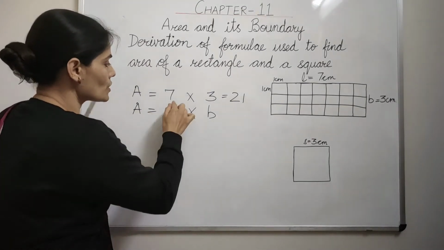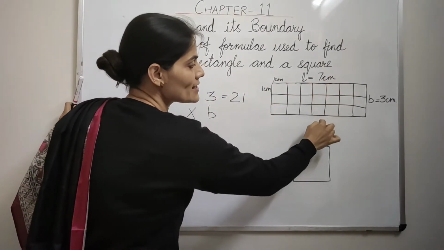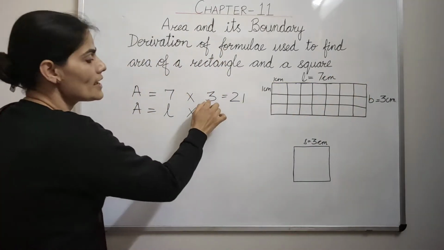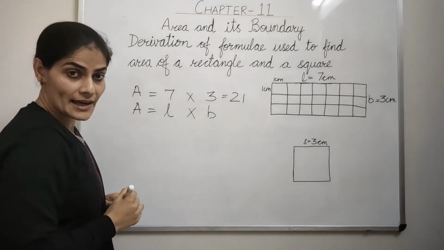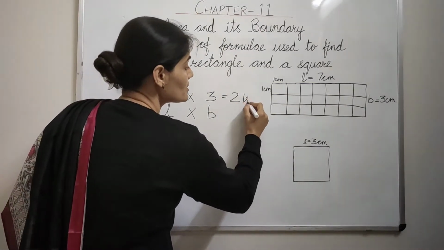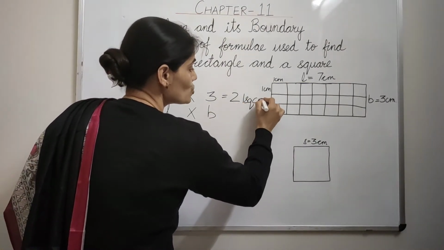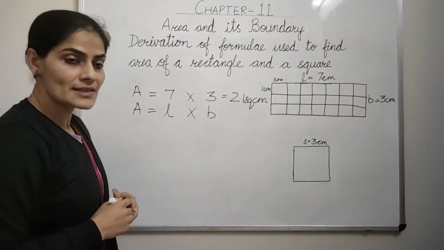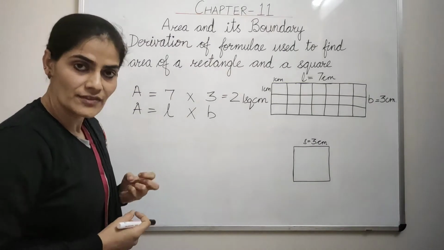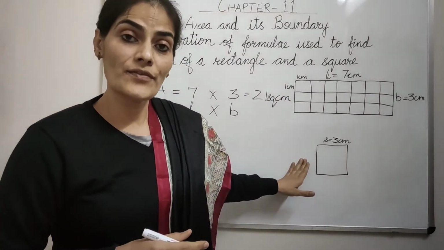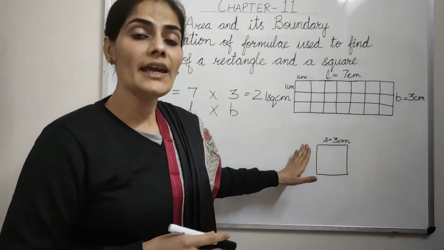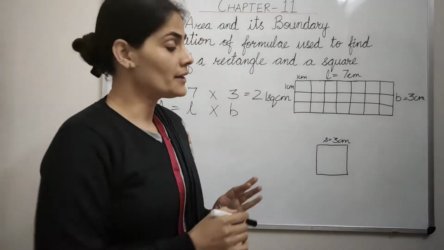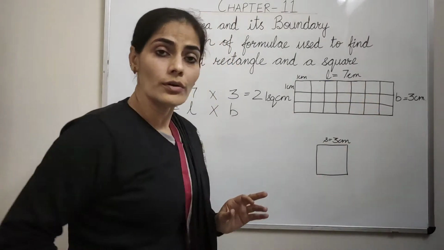Now 7 centimeter is the length of this rectangle and 3 centimeter is the breadth of this rectangle. Clear? So our answer comes as 21 square centimeter. I hope this is clear to everybody how we derived this formula. Now what is this everyone? This is a square. In a square, all the 4 sides are equal. Fine. So length will be equal to the breadth.